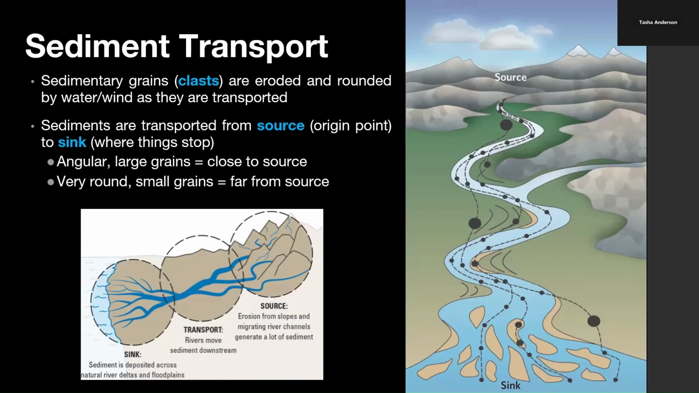Once rocks are weathered, the sediments can be transported by wind or water. Their shape and size change as they move. Large, angular grains usually stay close to their source, while smaller, rounded grains have traveled farther.